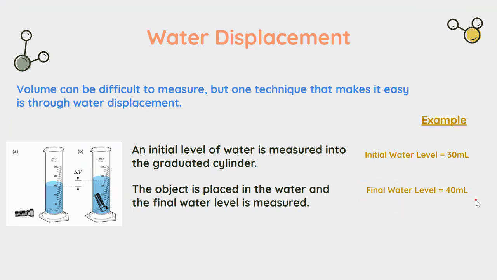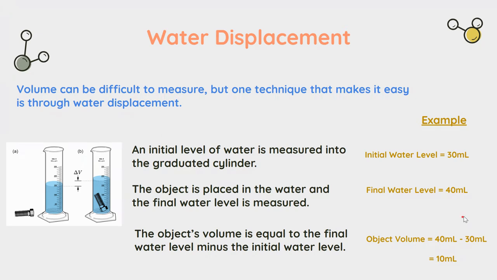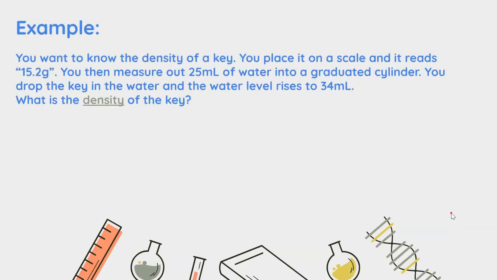As an example, we might see the water level rise to 40 milliliters after we place our object in. The object's volume is equal to the difference in these two numbers. So it's the final level minus the initial. In this case, 40 minus 30 gets us to 10 milliliters for our object. We can use that volume in a density calculation. And here's an example of that.